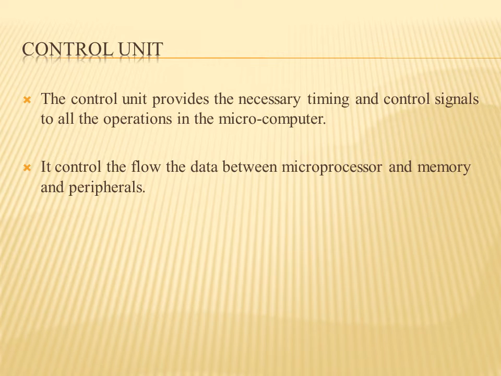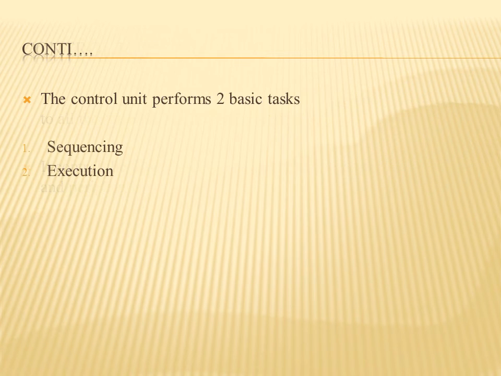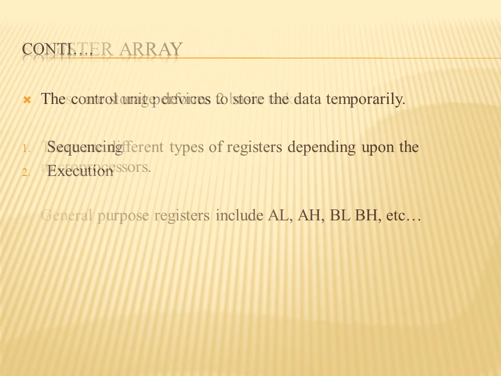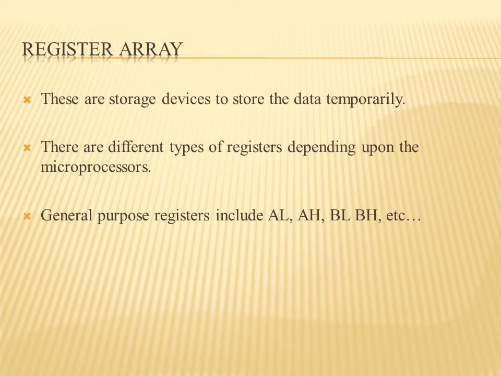Control unit. The control unit provides the necessary timing and control signals to all the operations in the microcomputer. It controls the flow of data between the microprocessor, memory, and peripherals. So, the control unit performs two basic tasks: sequencing and execution. Register array. These are storage devices that store data temporarily. There are different types of registers depending upon the microprocessor. General purpose registers include CL, AH, BL, BH, etc.